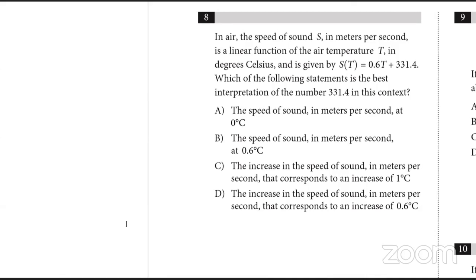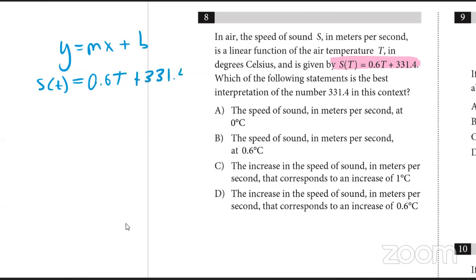So number 8 is asking us for the interpretation of the number 331.4. What we can notice is that this expression is in a y equals mx plus b format. It's 0.6t plus 331.4. They match up. So what's the 331.4? Let's write them side by side. S of t, which is the same as y, is 0.6t, t is our x, plus 331.4. So what's the 331.4? It's the b, the y-intercept.